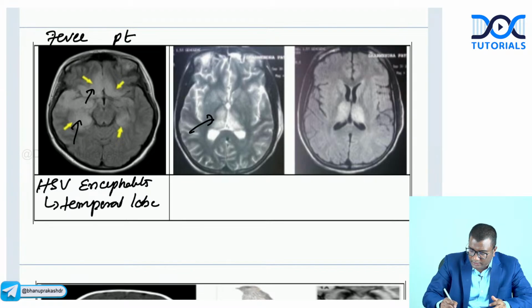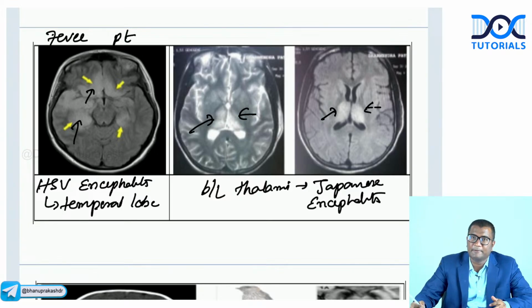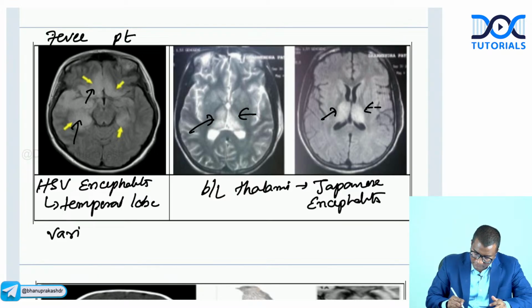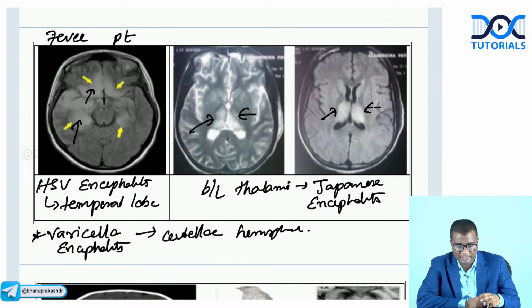And then can you tell me what encephalitis involves the thalami? Encephalitis involving the bilateral thalami is your Japanese encephalitis. Japanese encephalitis involves the thalami. And varicella, if you have chicken pox, right, varicella encephalitis will be involving the cerebellar hemispheres. So cerebellum will be involved in varicella encephalitis. So remember these encephalitis, right?